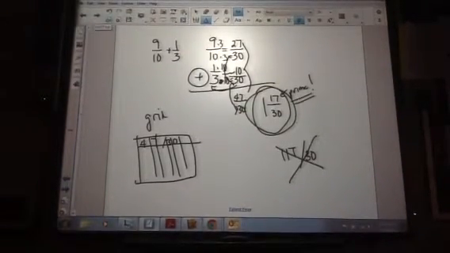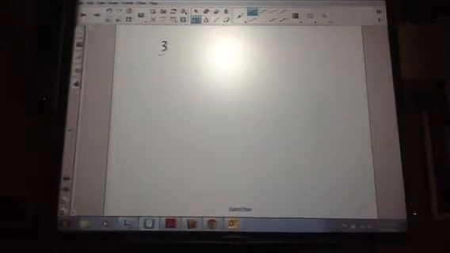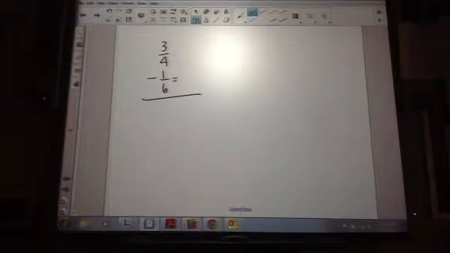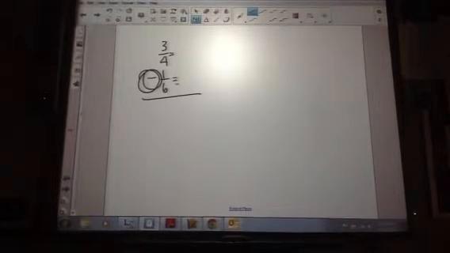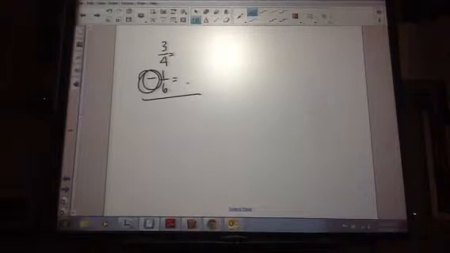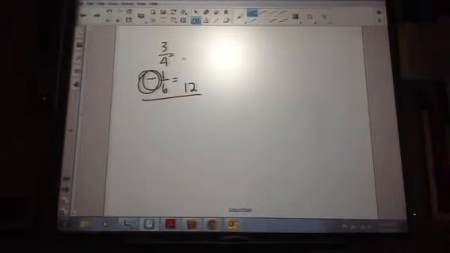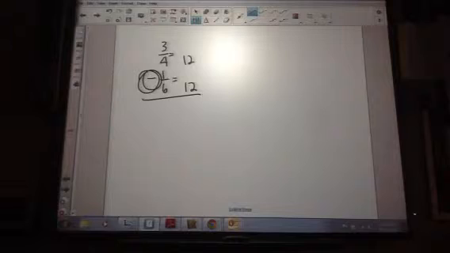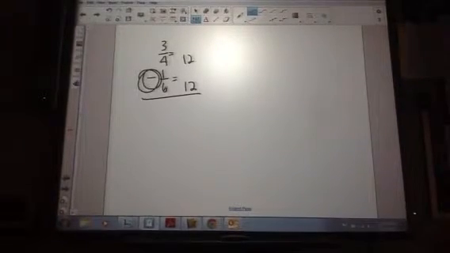All right, subtracting fractions. 3/4 minus 1/6. Everything else is the same until we get to the final step, which is the subtraction. Now, if I listed out all the multiples, hopefully you guys would catch that 12 is better than 24. 24 would be okay. 6 times 4 is 24, and it would be okay.